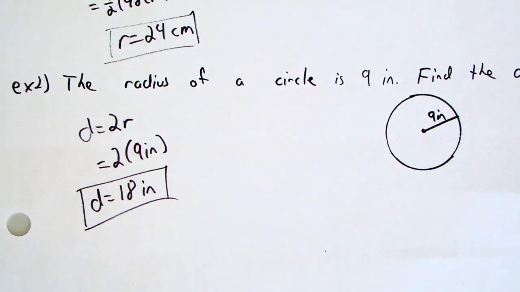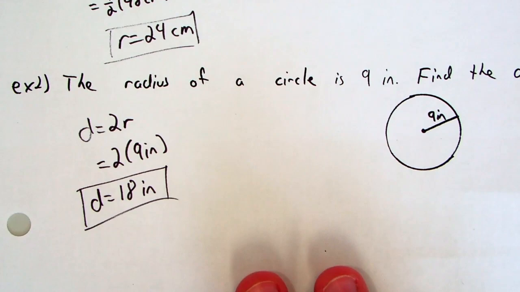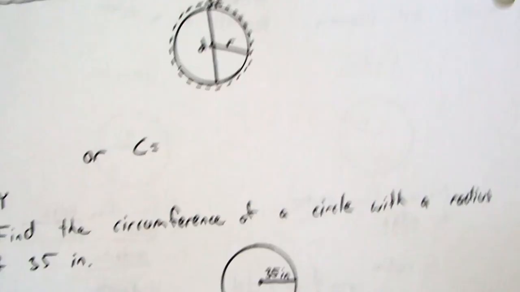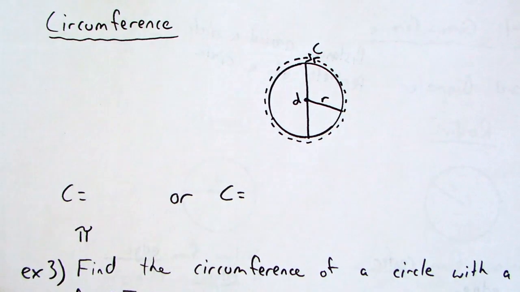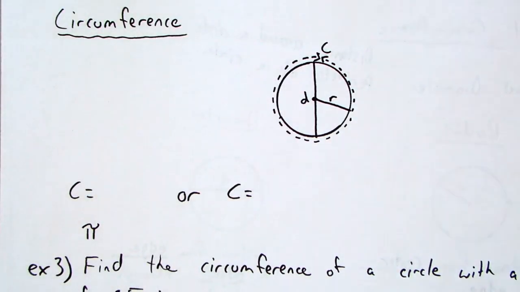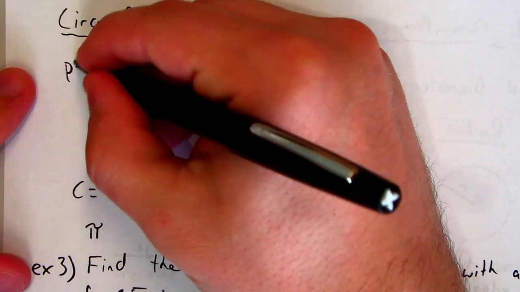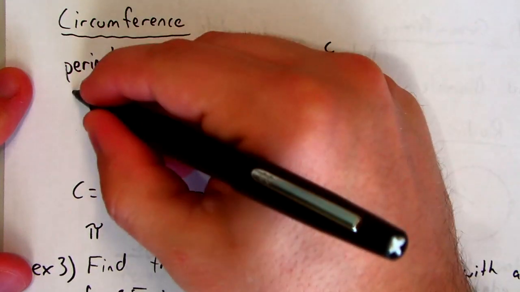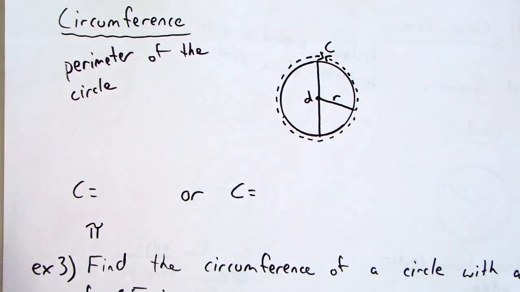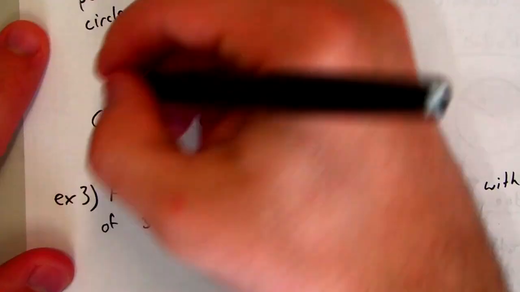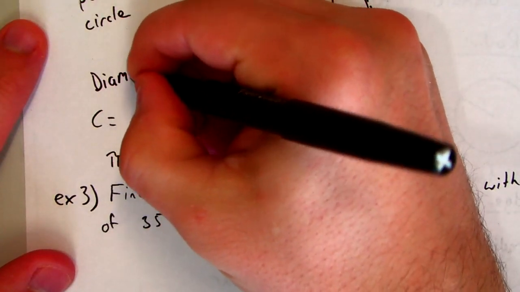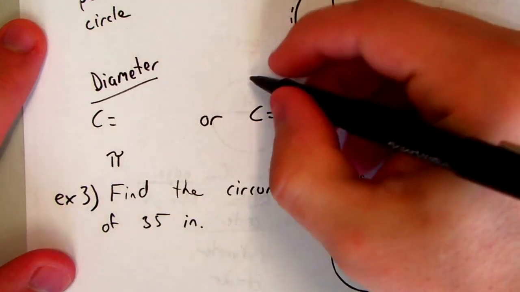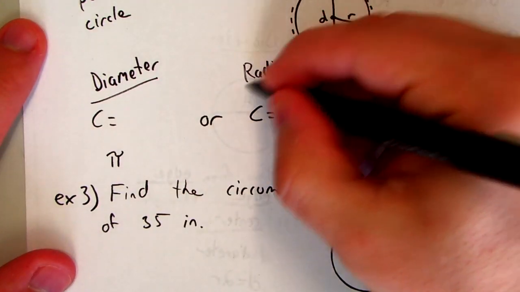All right, so that is going to be the end of examples 1 and 2. Let's turn it over now and actually use this information to help us find the circumference. Like I said earlier, the circumference is the perimeter of the circle. And we can use the diameter and the radius to help us find the circumference of the circle. So there are two different things. This is if we know the diameter. This is going to be if we know the radius.